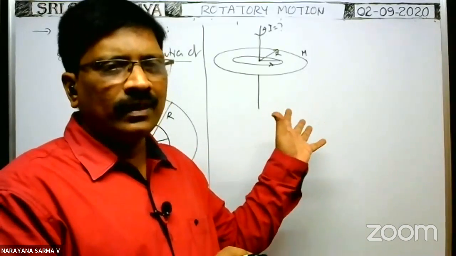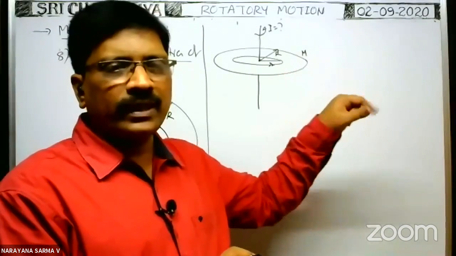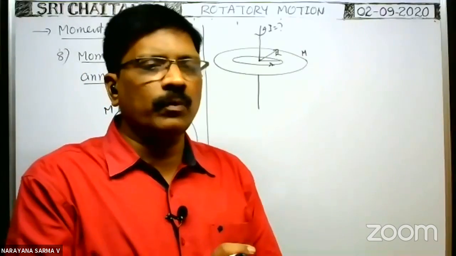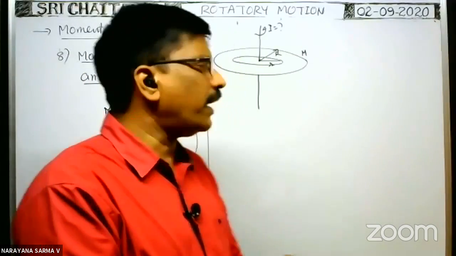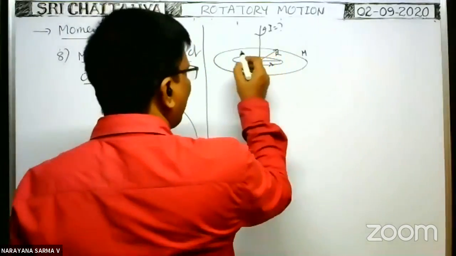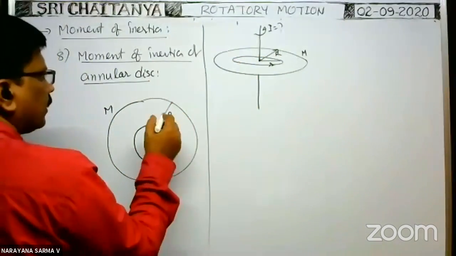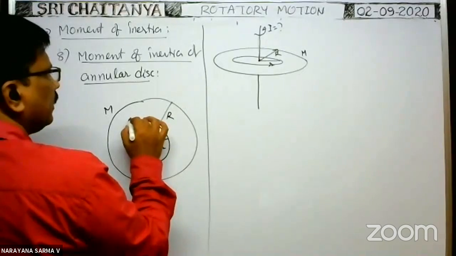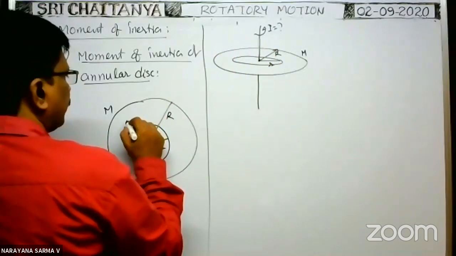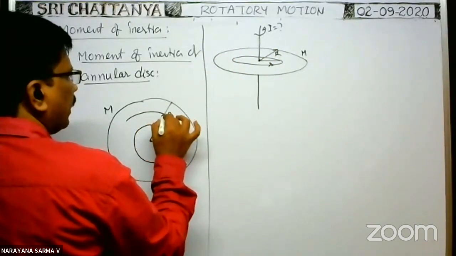But here it is the annular disk. Annular disk means the inner radius is given and the outer radius is given. In this case, what is the moment of inertia? So how can we find it? For this, you imagine there is a small circular element. I will show the diagram here. You imagine it is a combination of a number of circular rings. Such a circular ring I will show here.